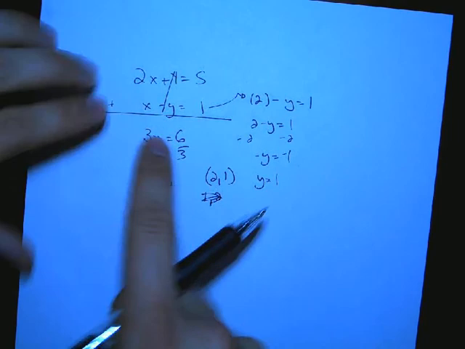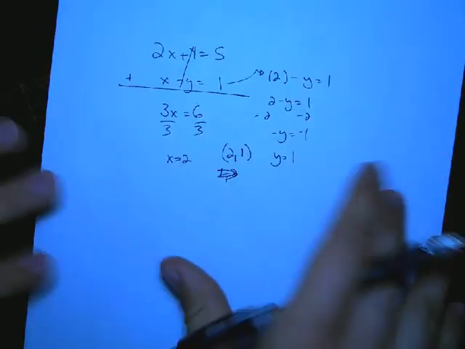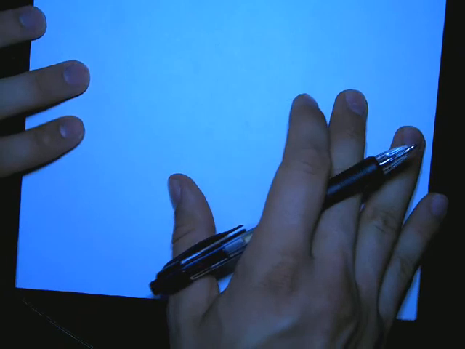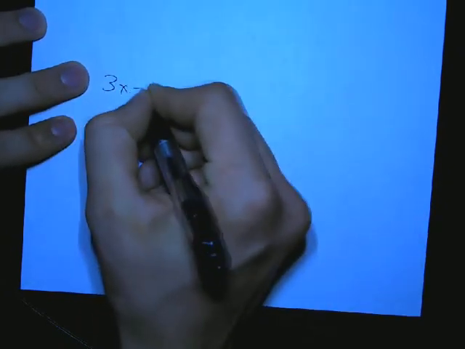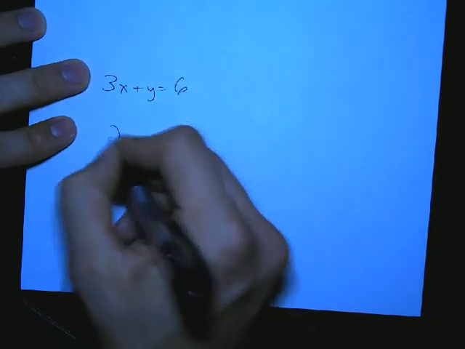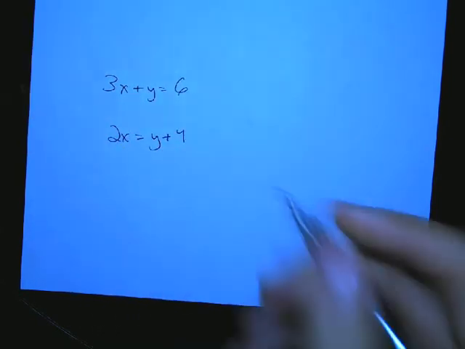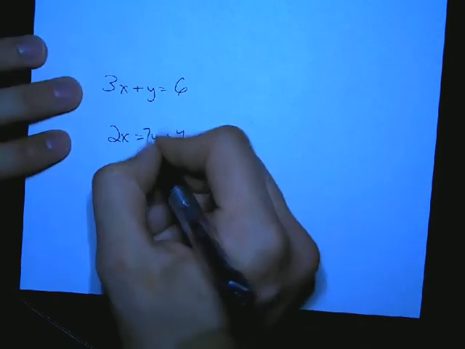Now this one I said was easy. Everything's all lined up, and it's good. Let's look at one that's maybe not so straightforward for elimination. Let's say we have 3x plus y is equal to 6, and 2x is equal to 7y plus 4.